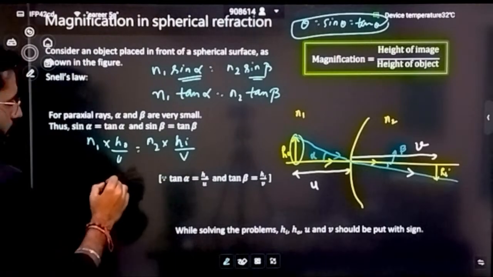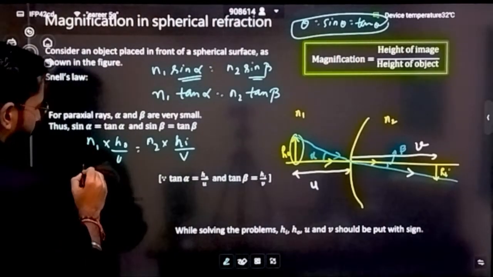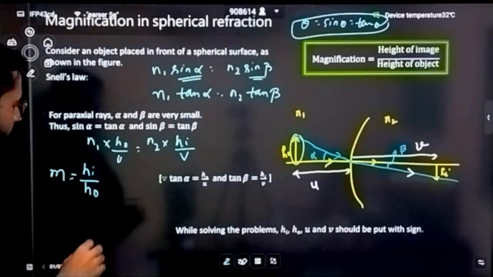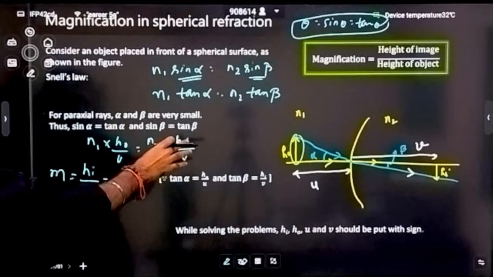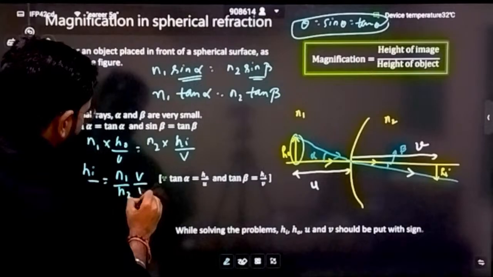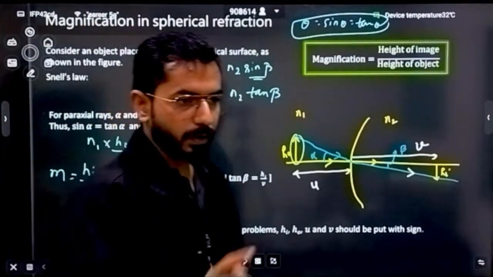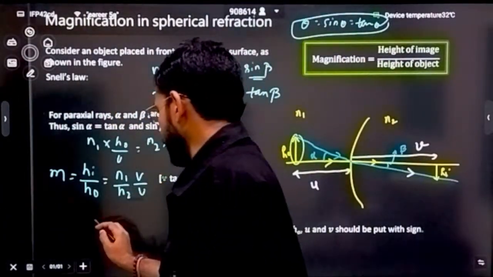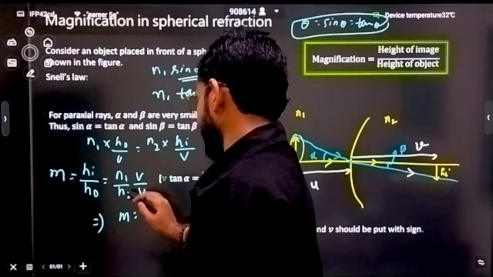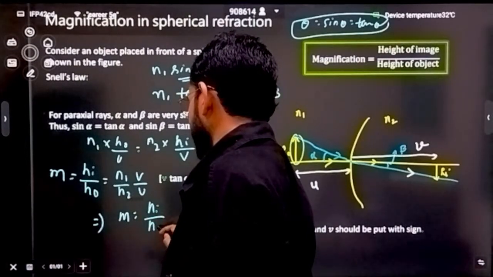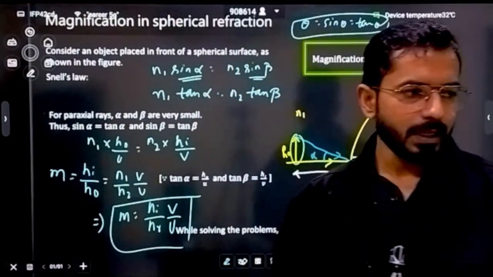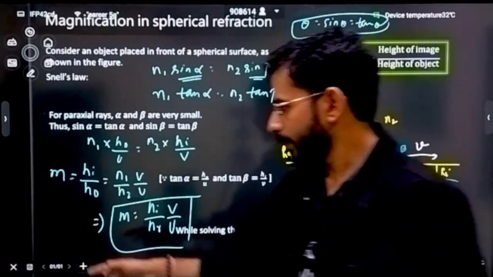Correct? Now see what you can do. Height of image divided by height of object, this is defined as what? Magnification. Yesterday I told you this. If you take height of image and height of object, you will be writing N1 by N2 into V by U. But I have always told you not to remember the formula in terms of N1 N2. N1 is the incident medium. So the net final result of magnification is hi by ho is equal to N of incident medium divided by N of refractive medium, into V by U. This is what you will say about the magnification formula. Correct?